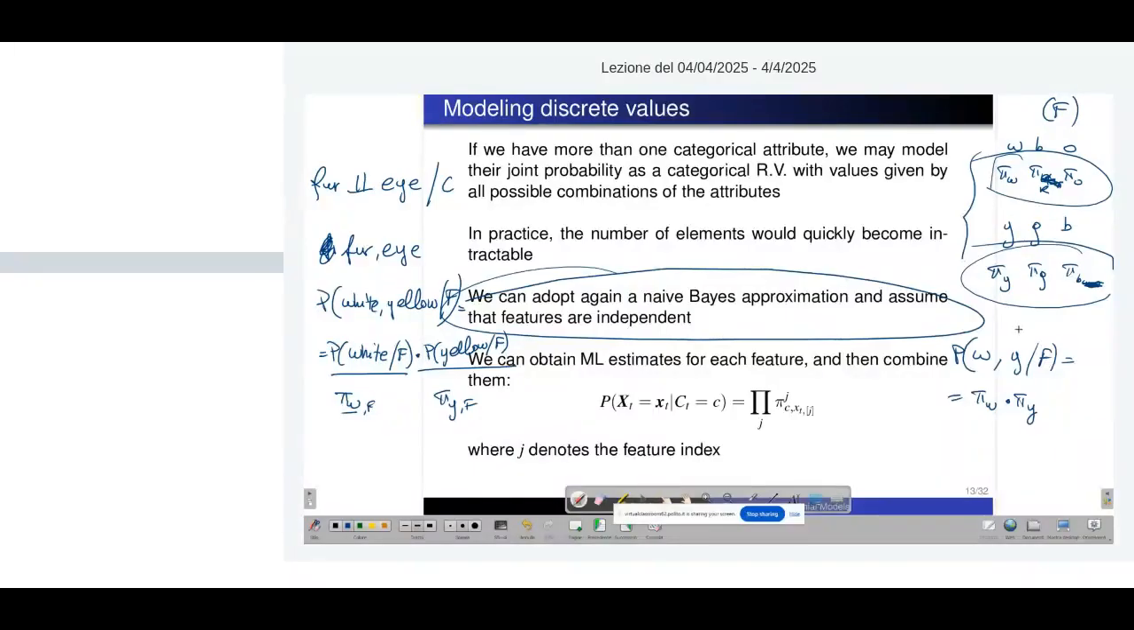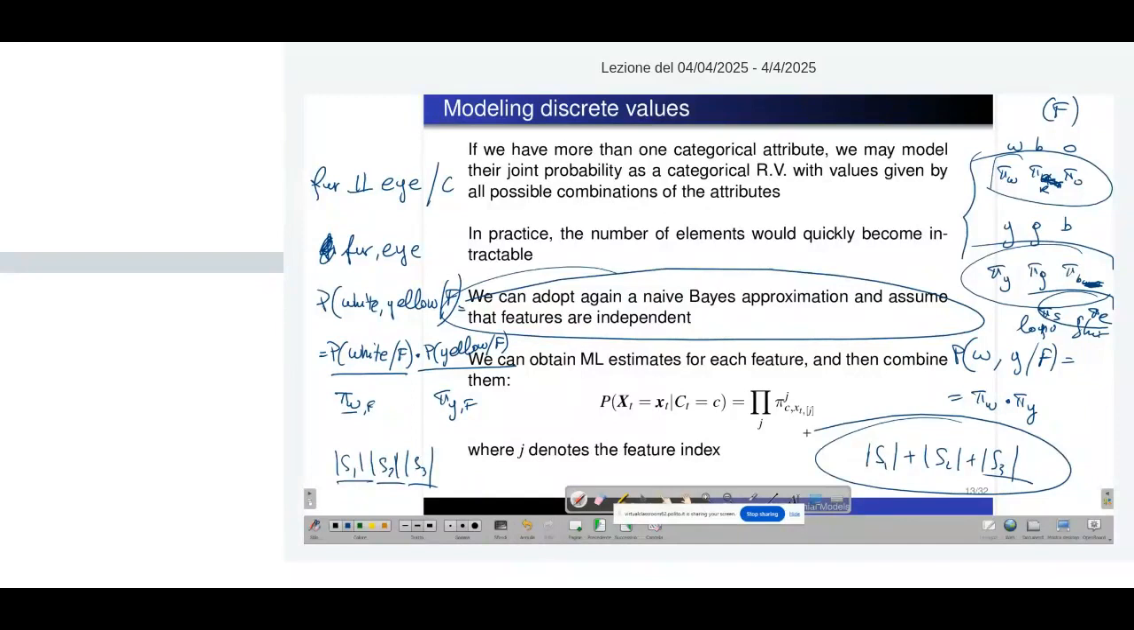If I had another category, tail, long and short, and I assume it's also independent, I will have pi short and pi long, additionally 2 parameters. So what was before a product of the size of the domain of each feature, now becomes, in terms of the number of parameters, a sum over the sizes. If feature 1 has cardinality S1, feature 2 has cardinality S2, and the same for S3, the number of parameters is the sum of these.